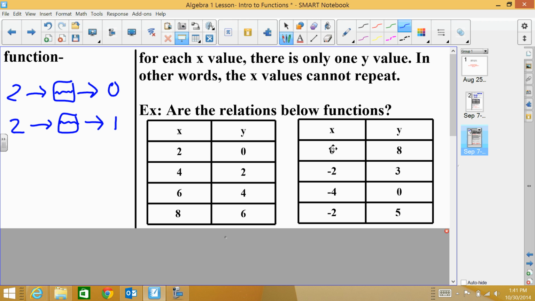Now this one over here, I have (0, 8), (-2, 3), (-4, 0), and (-2, 5). So on this one I have -2. I put -2 into my machine and I get 3. But then the next time I put -2 into my machine, I get 5. So this would not be a function because I have two different y values for one x value.